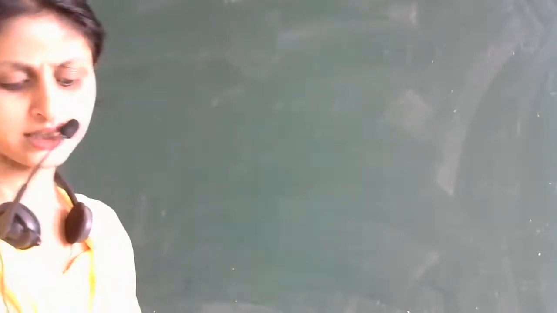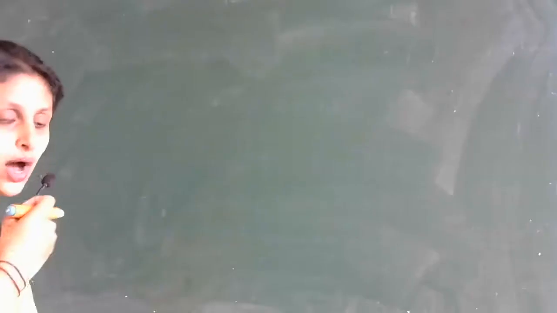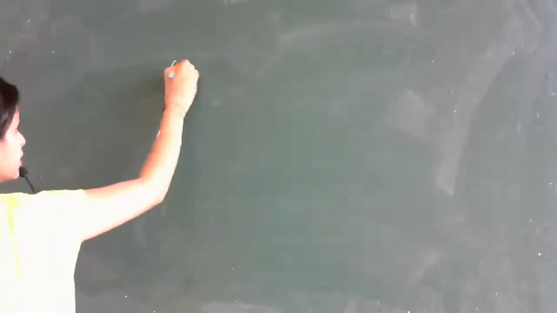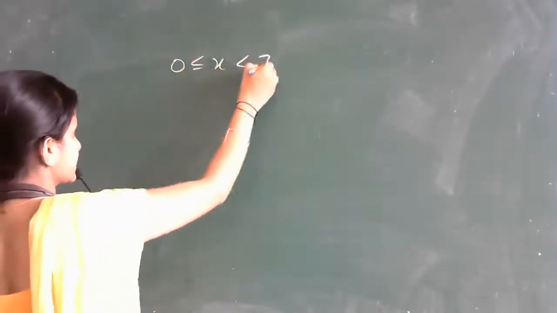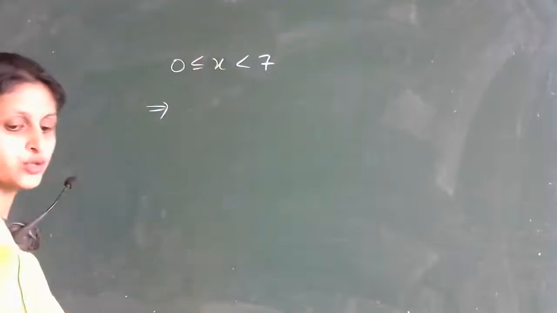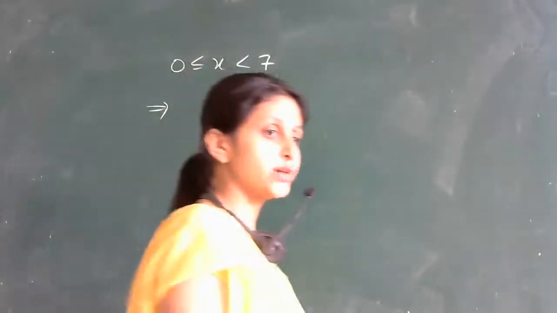Let us go for the next question. Next interval given is, here also x belongs to R and 0 is less than or equal to x less than 7. Now tell me the right interval, students. Here 0 is included.